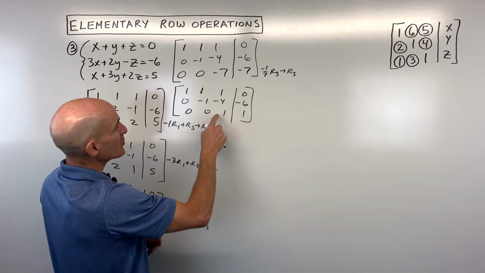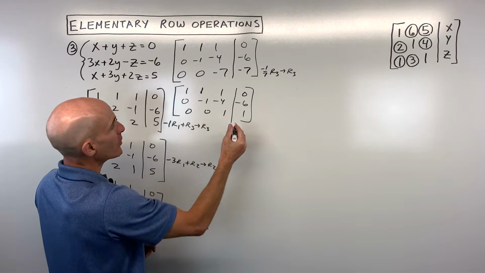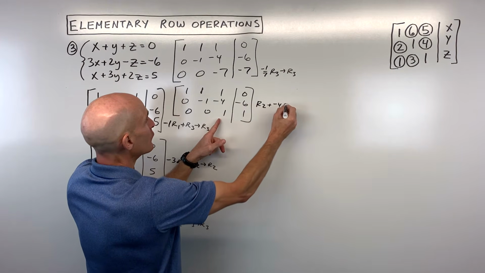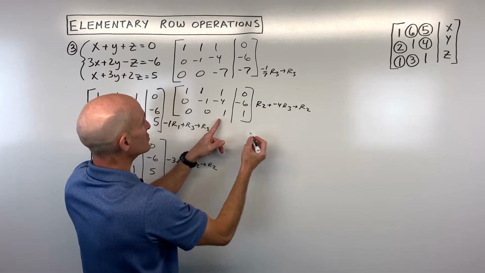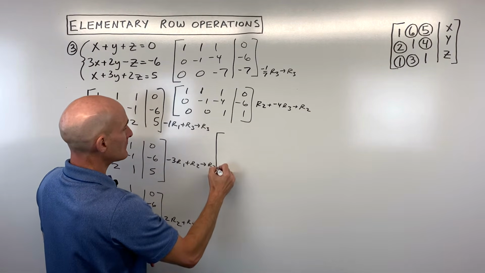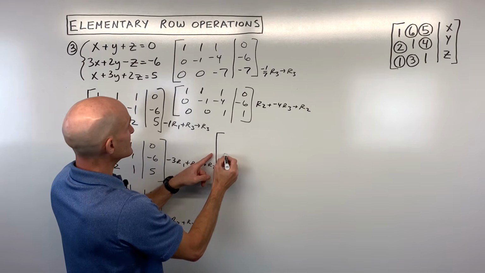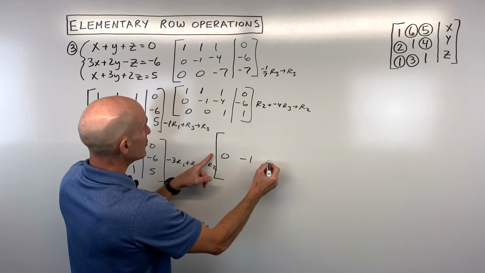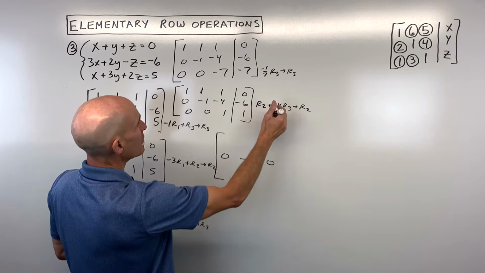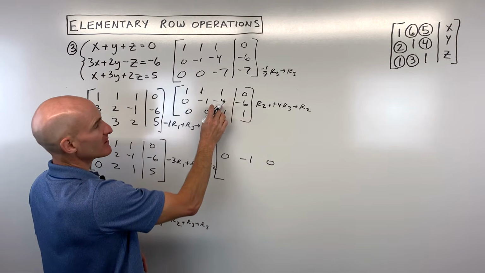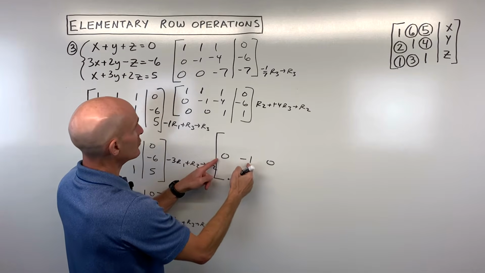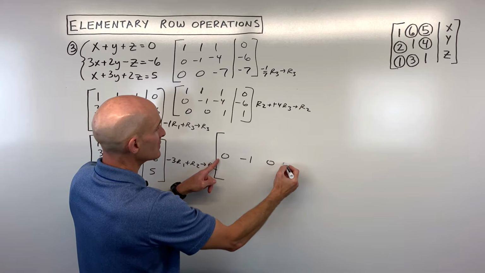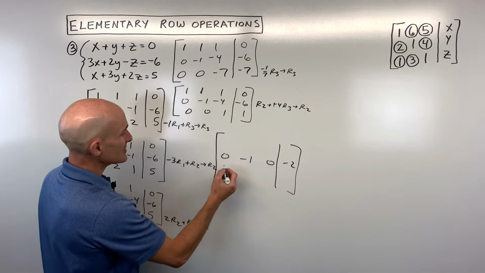But let's keep going. Here we're going to get 0 in this next position where this -4 is. So let's say row 2 plus -4 times row 3, answer in row 2. So if we do that, this is going to be 0, -1, 0. Oh, this is actually we're multiplying by positive 4, because 4 and -4 give us 0. So we've got 0, -1, 0, and then -6 plus 4 is -2. There we go. See how easy it is to make a simple mistake?